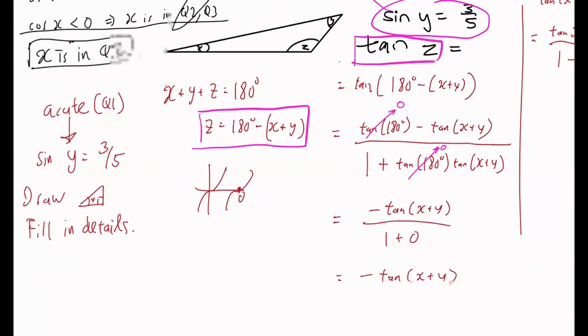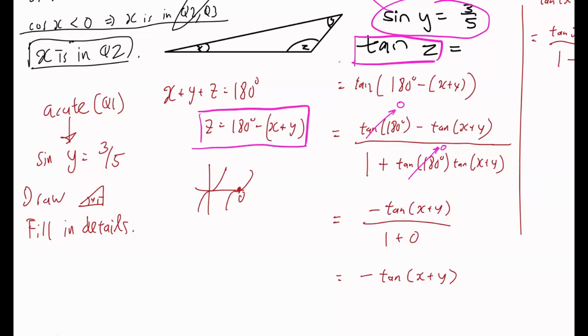I forgot what that identity is called. Compound angle. Tangent A minus B, which is tan A minus tan B over 1 plus tan A tan B. Just refer to the formula list. Good. Then from there you can simplify. Tangent of 180 degrees, you can type in a calculator, you get 0. So eventually it becomes negative tangent X plus Y. Right. Good.